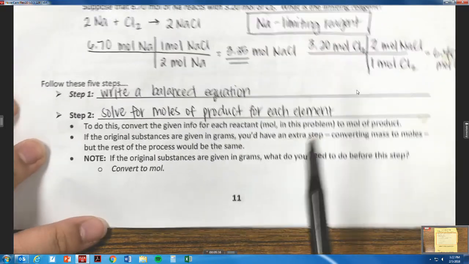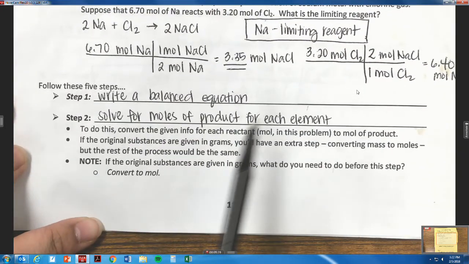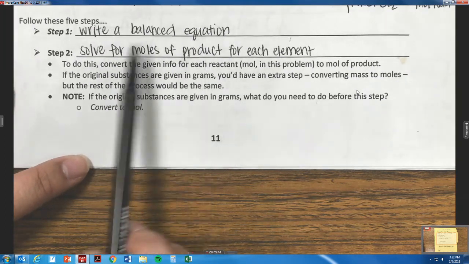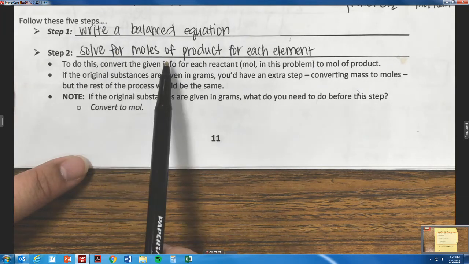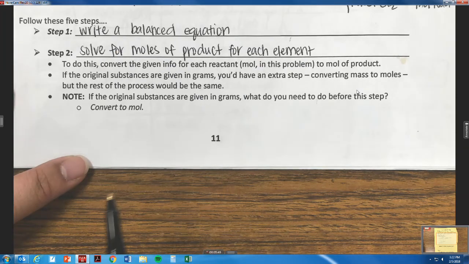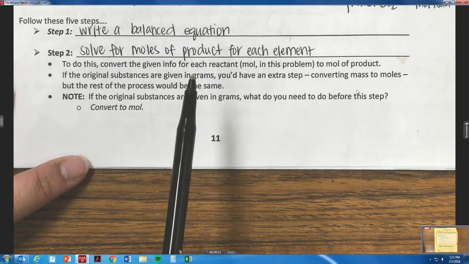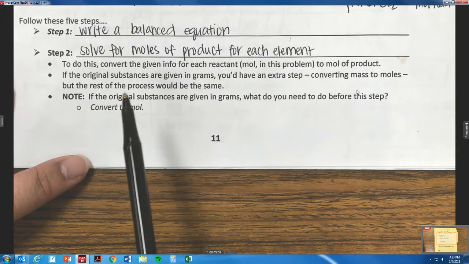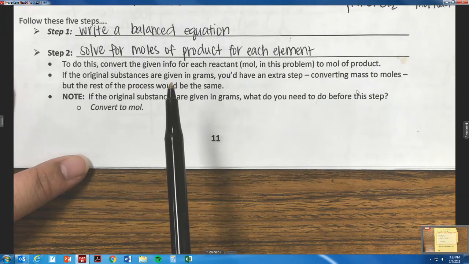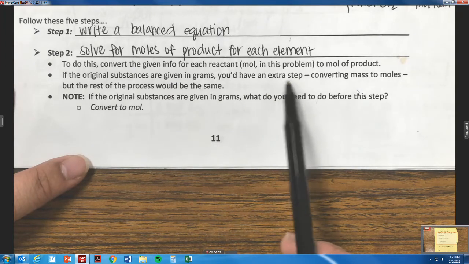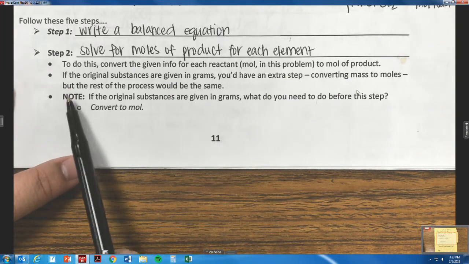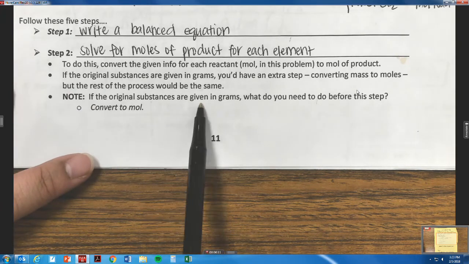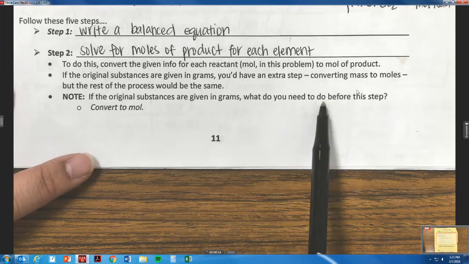Step 1 is to write a balanced equation. After you have your balanced equation, you're going to solve for moles of your product for each element. To do this, convert the given for each reactant, or moles in this case, to moles of product. If the original substances are given in grams, you'd have an extra step, converting mass to moles, but the rest of the process would be the same. And note, if the original substance is given in grams, what do you need to do before this step?